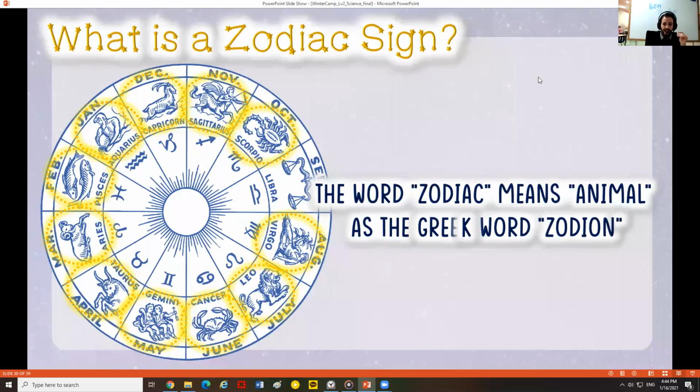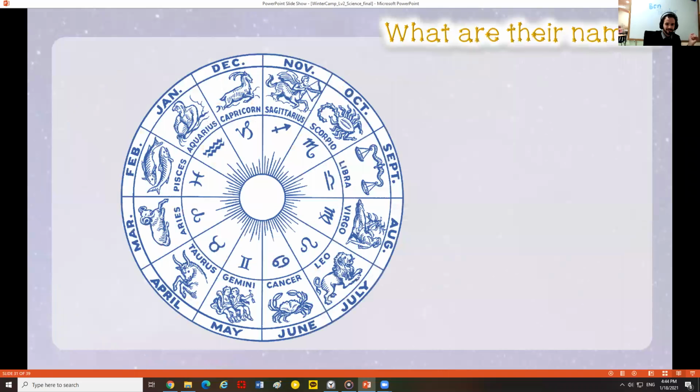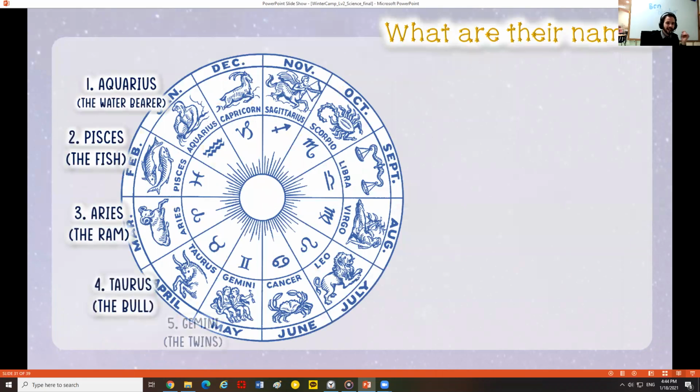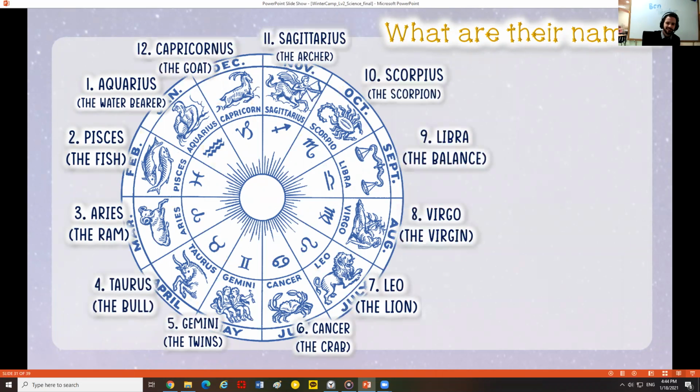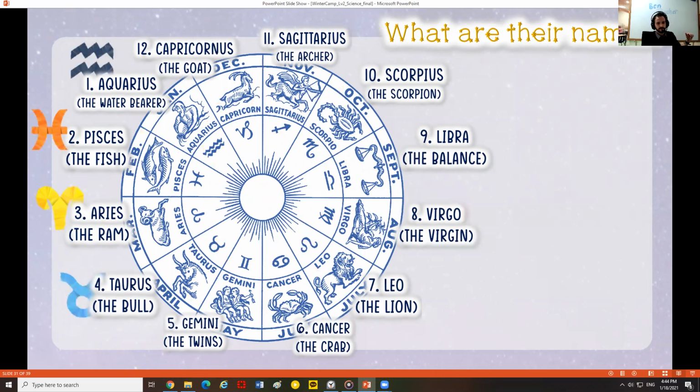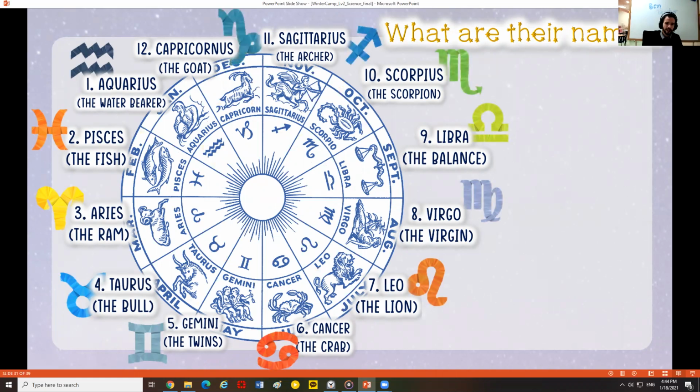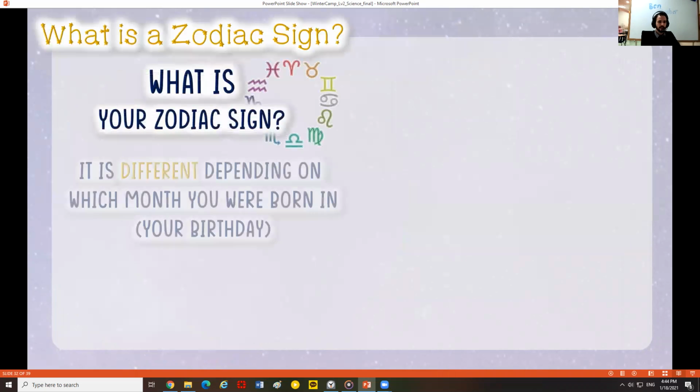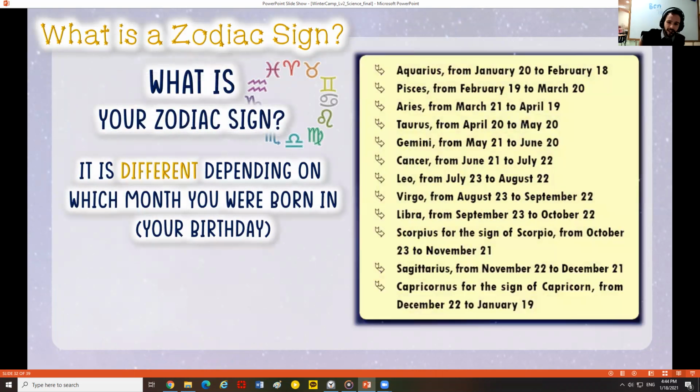The word zodiac means animal, from the Greek word zodion. So here we have different zodiac signs. There's Pisces, there's Cancer, there's Libra. Each one has its own sign or symbol. So which one is yours depends on your birthday. So it's different depending on which month and which date you were born.